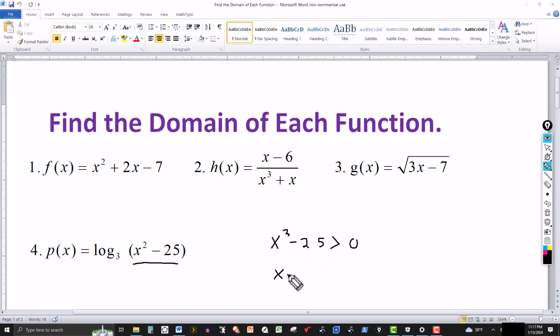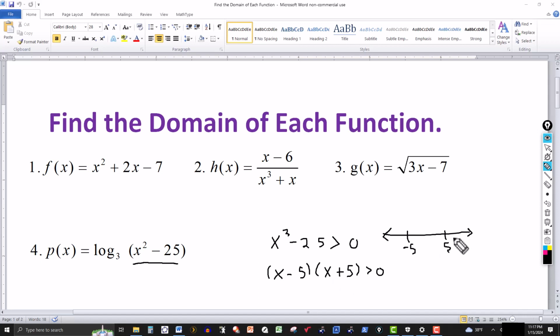So this just amounts to solving an inequality. So let's factor it on the left side. x squared minus 25 factors into x minus 5 and x plus 5. And then we can draw a number line here. We find the zeros of this left side. So x minus 5 is 0 at 5, so we put a 5 there. And x plus 5 is 0 at negative 5.